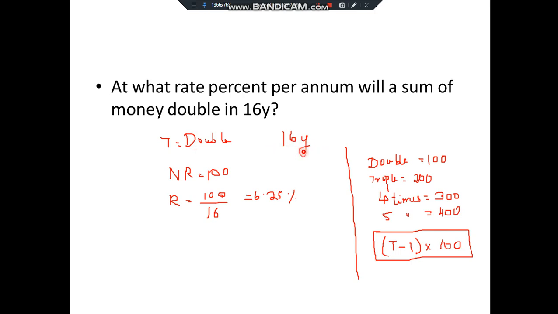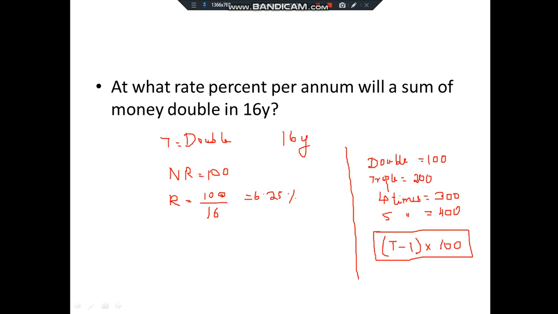We'll use a small formula: NR is equal to 100. I'll explain how it has come. N they have given us as 16, so you can easily find the R value as 100 by 16, which is equal to 6.25%. See the shortcut, within 1 second we have found the answer as 6.25. Now I'll explain how that formula has come and how we'll use it in other questions.